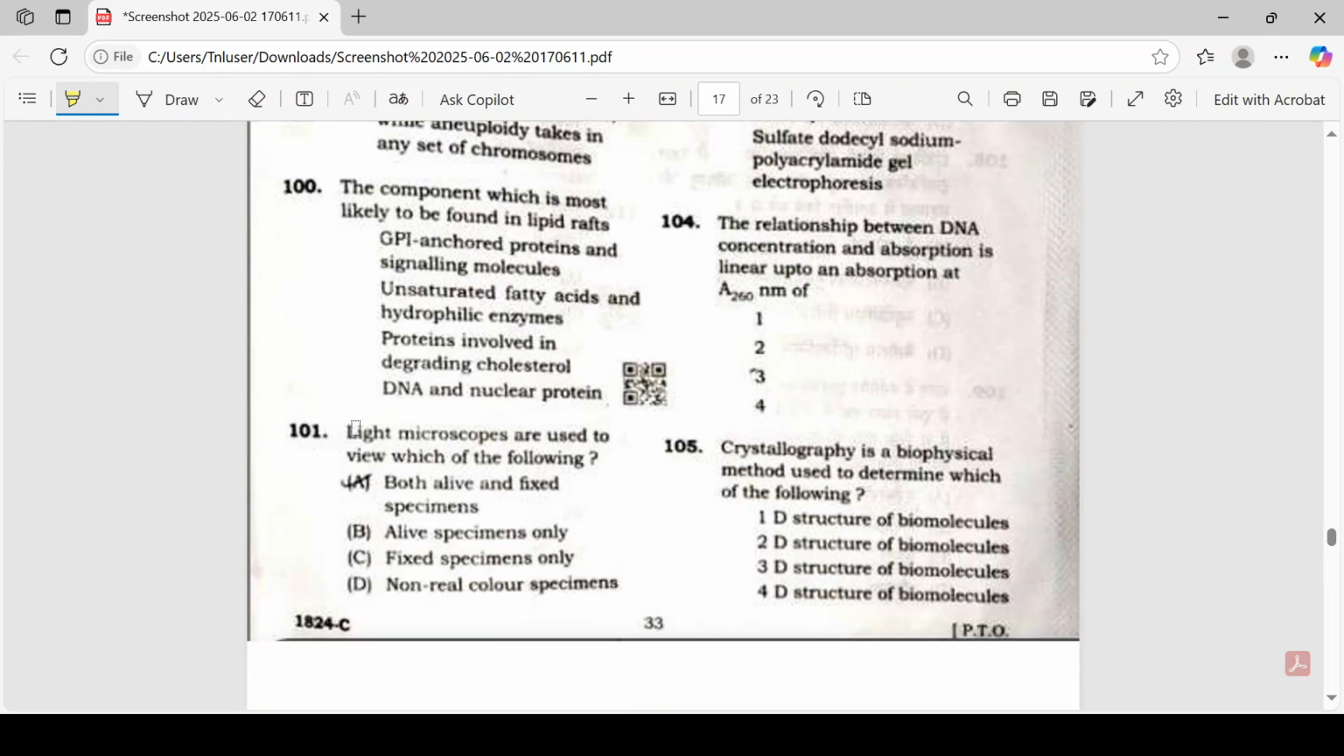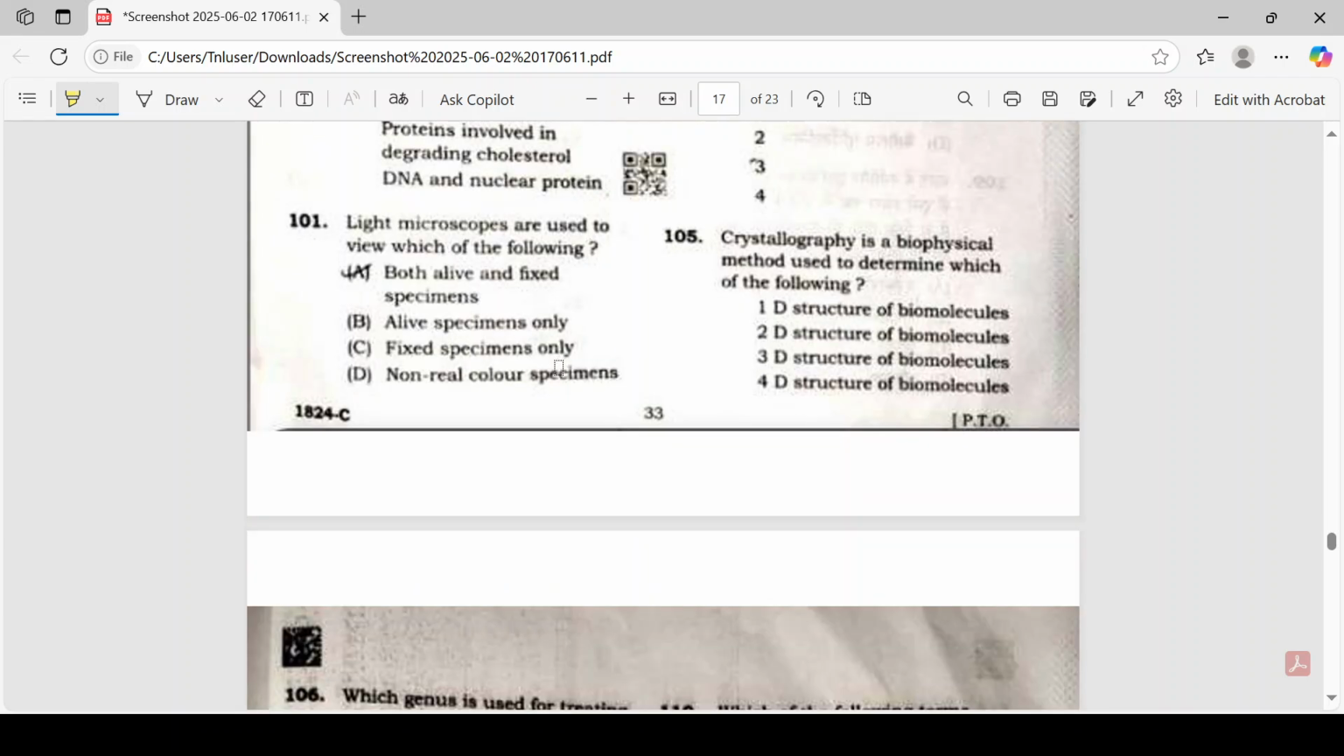Question 100, the component which is most likely to be found in the lipid rafts. The answer for this question will be GPI anchored proteins and the signaling molecules. That will be the correct answer. Let's move to question number 101. Light microscopes are used to view which of the following? The correct answer to this question will be both alive and fixed specimens.